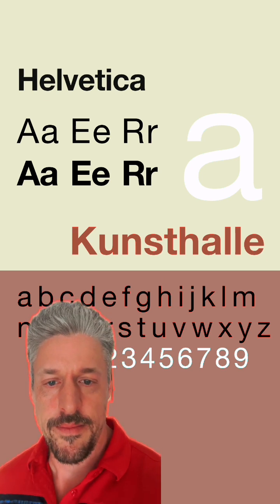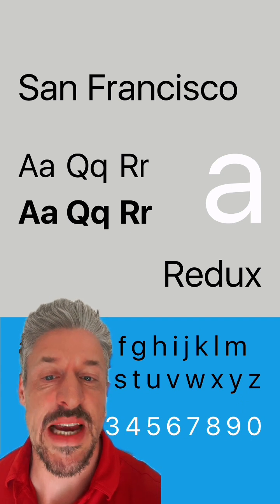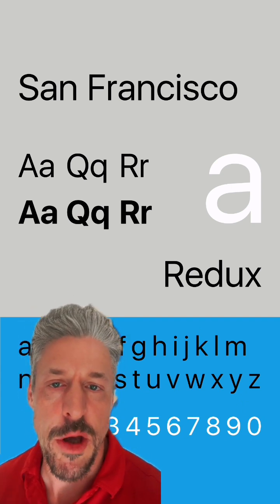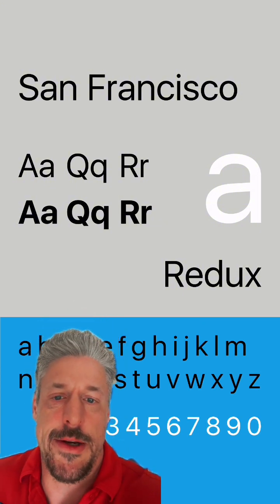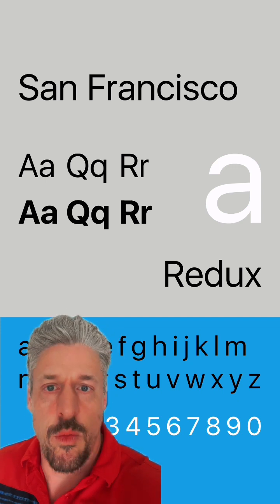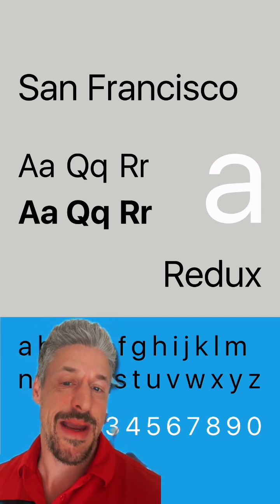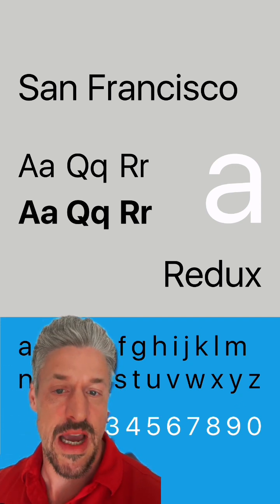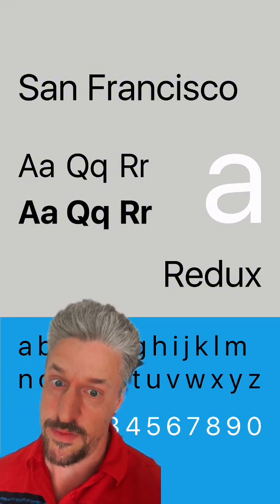Let's move on. Here's another grotesque sans serif. This one is called San Francisco. This is the current operating system font for Apple computers. It's also found on the iPhone. This is just another quintessential grotesque sans serif with thick lines, really clear letter forms, a tall x-height, meaning the height of the lowercase letters is tall relative to the uppercase letters. That makes it easier to read in digital environments, which this was developed for.